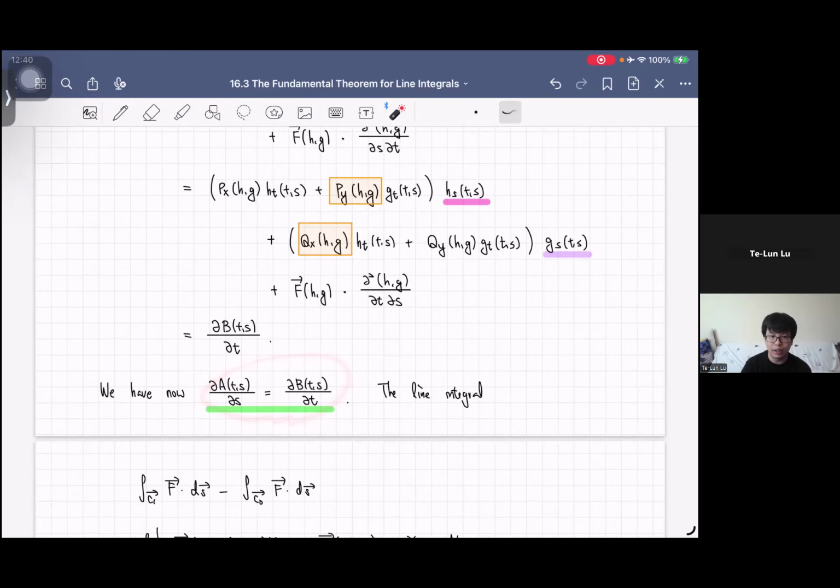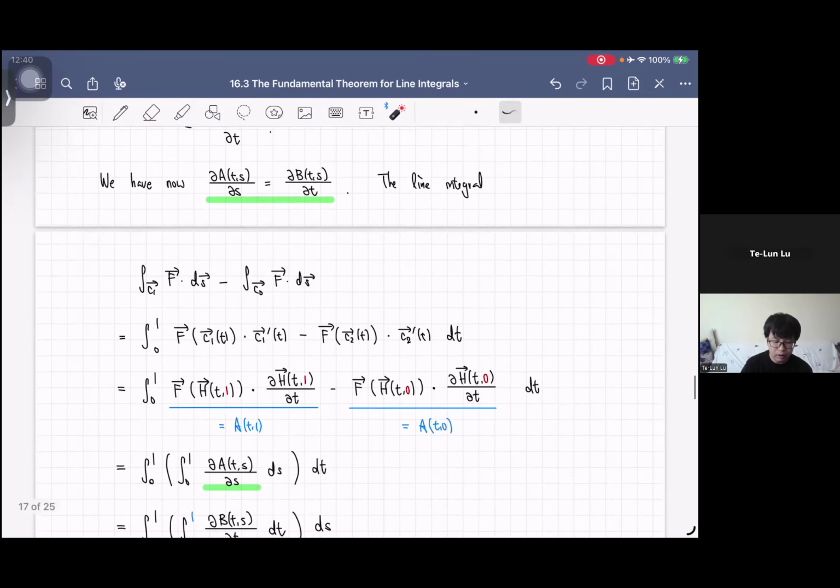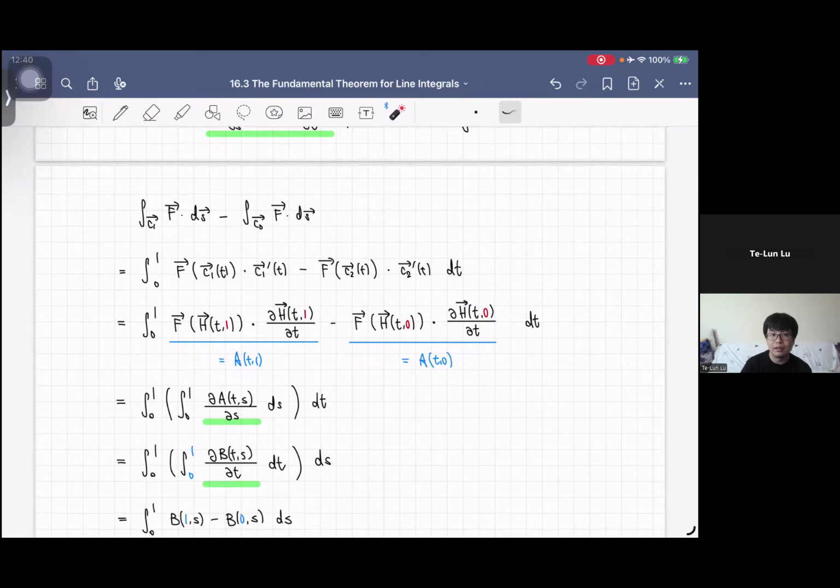Now let us try to see what happens. So recall that we want to prove that the two line integrals share the same value, right? So the idea will be to take a difference and to see whether it is 0 or not. So by definition, the line integral of F over C1 is simply F of C1(t) taking dot product with C1 prime(t), dt. And with respect to C naught, oh, sorry, this should be C naught, not C2. So with respect to C naught it is simply F evaluated at C naught taking dot product with C naught prime(t).